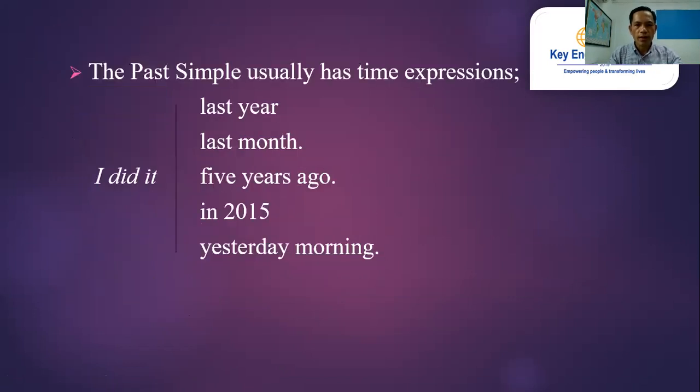Usually, it has time expressions like last year, last month, last week, or 5 years ago, example, 2 days ago, or maybe 5 weeks ago, or the exact time like in 2015, or in January 2020, or yesterday morning, for example, yesterday afternoon. So usually it has time expressions like this.